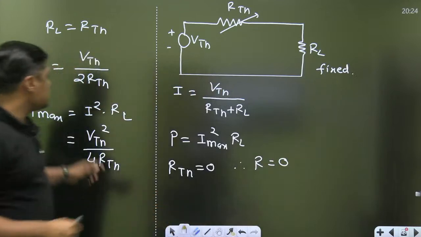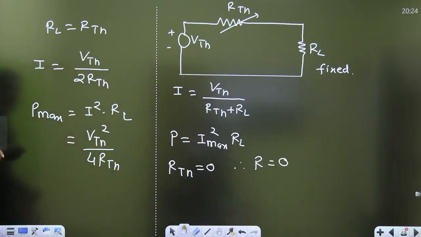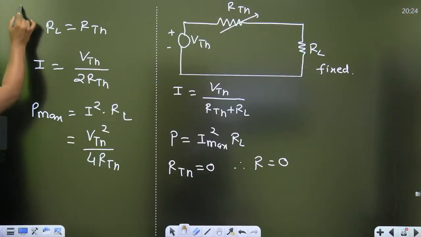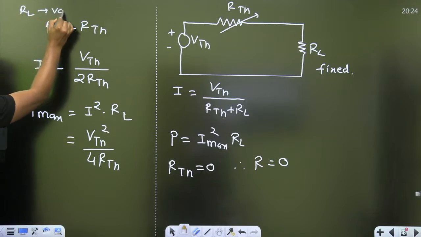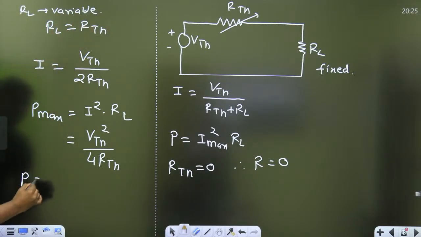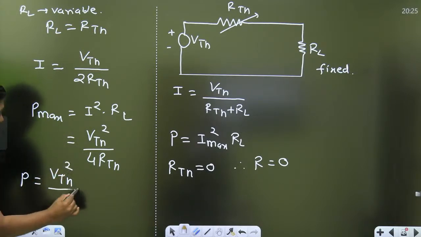And in this case, the power given by the battery, in the first case when RL is variable, the power given by the battery is just double. What is the power given by the battery? 2 times of this. It will become VTH square by what? 2 RTH.